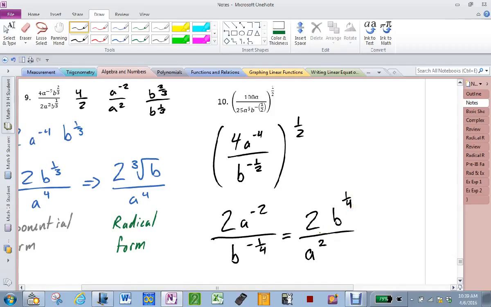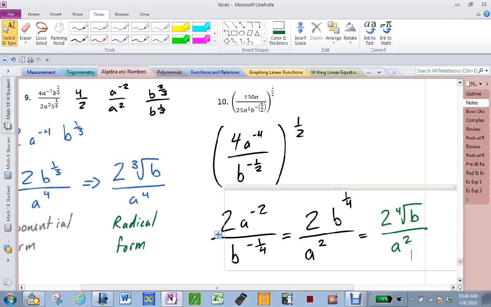Is that okay? Yes. In which form? Exponential. Can you turn that into radical form for me? Yes, I can. And what would that be? The index would be the 4. 4th root of B over A squared. Good? Done.